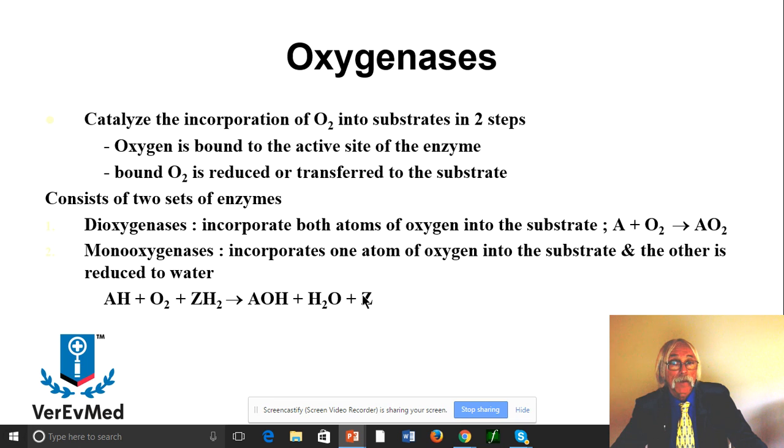That's probably going to be something like, guess what? NADP. This could be NADPH. This could be a fatty acid, this molecular oxygen. You get a hydroxylated fatty acid. You get water formed, and then you get NADP, for example.